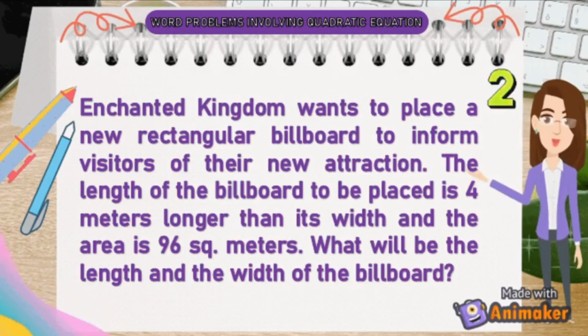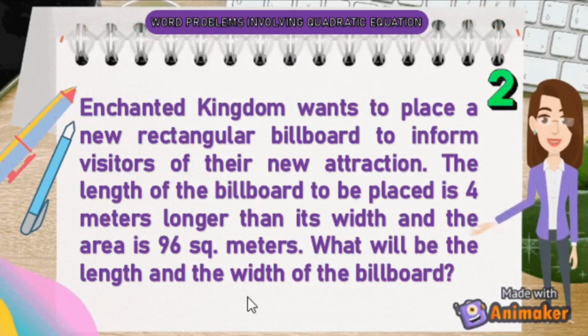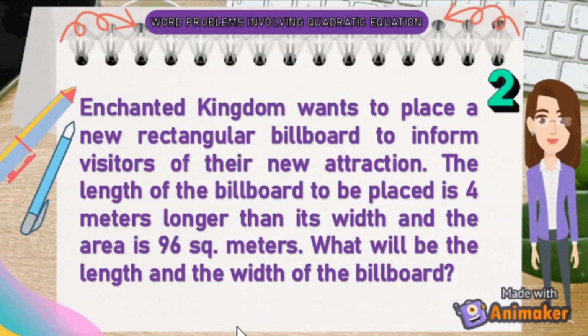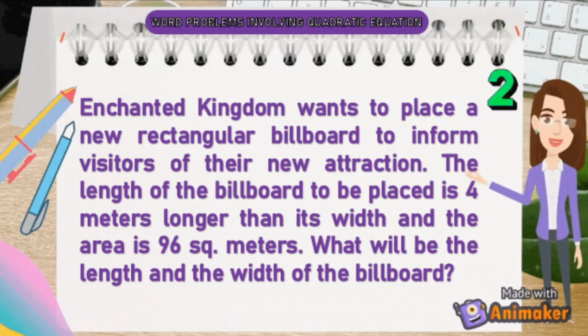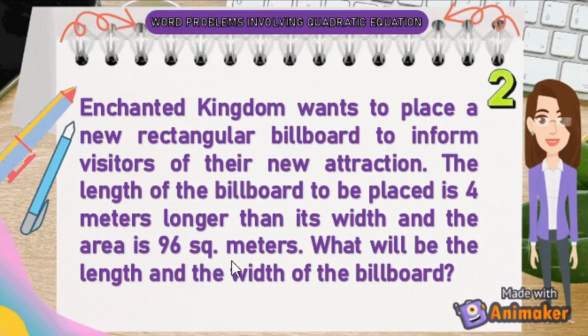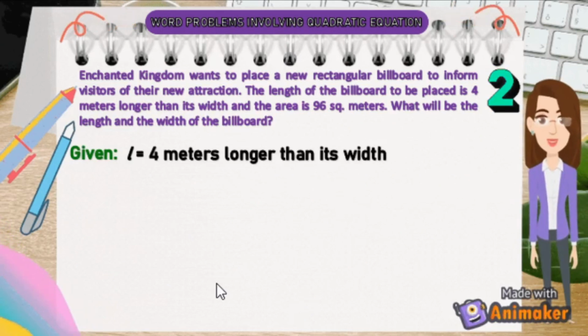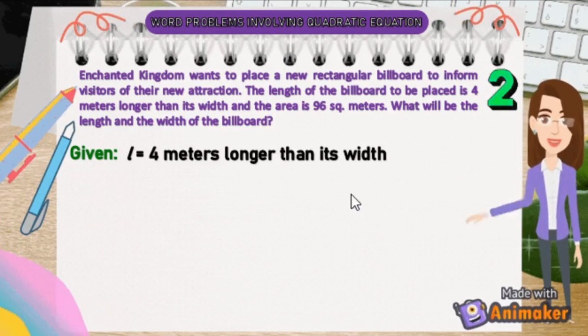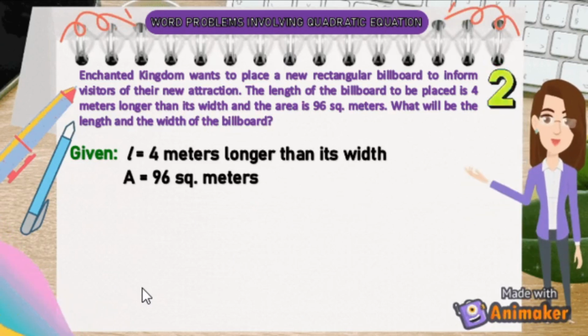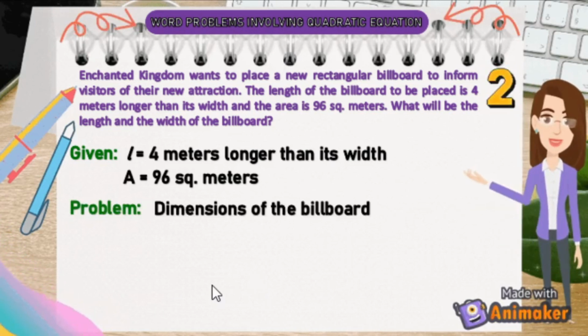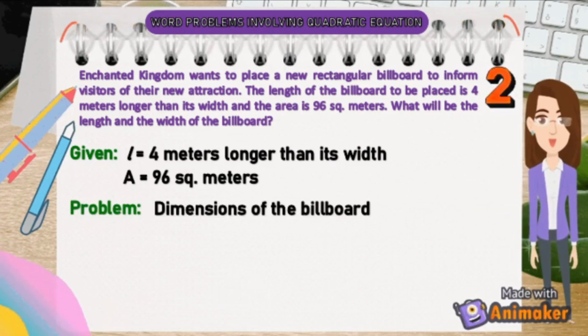Next, problem number 2. Enchanted Kingdom wants to place a new rectangular billboard to inform visitors of their new attraction. The length of the billboard to be placed is 4 meters longer than its width, and the area is 96 square meters. What will be the length and the width of the billboard? So, the given is, una, length which is 4 meters longer than its width, and the area 96 square meters. And the problem is the dimensions of the billboard.